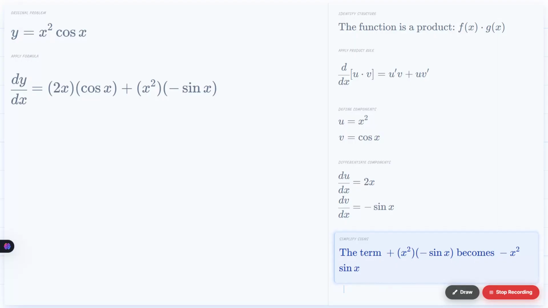We change plus x squared times negative sine x into minus x squared times sine x. We do this to make the signs easier to read. Plus and minus together make minus.